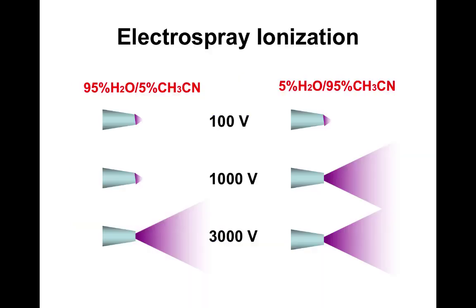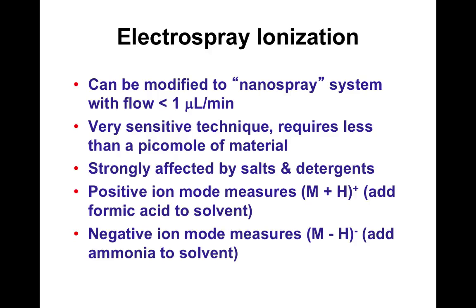The voltage that's applied to the tip varies with the amount of polar and nonpolar solvent. If you use a lot of water and a small amount of acetonitrile as your carrier solvent, it requires a much higher voltage to cause nebulization. If you have more acetonitrile, the nebulization voltage is lower. You can go from microspray to nanospray, very, very low flow rates. You can get away with tiny amounts of material.